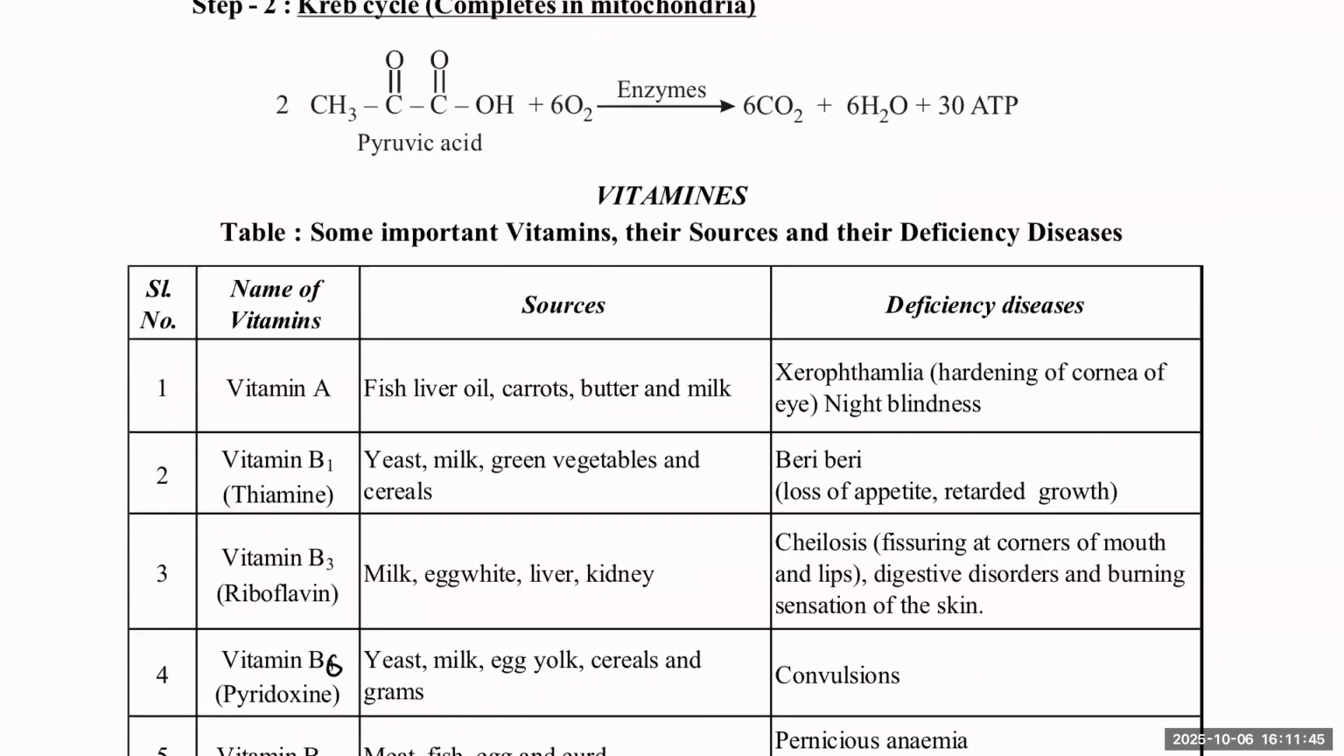Okay, right. So this is how much you need to know from biomolecules. Got it?